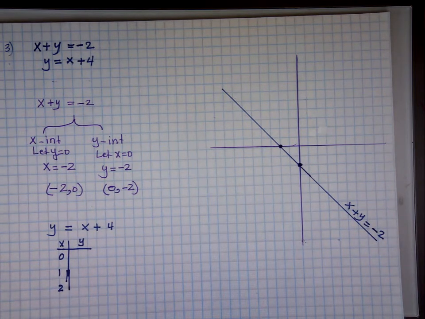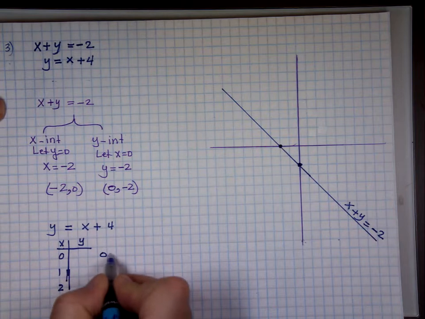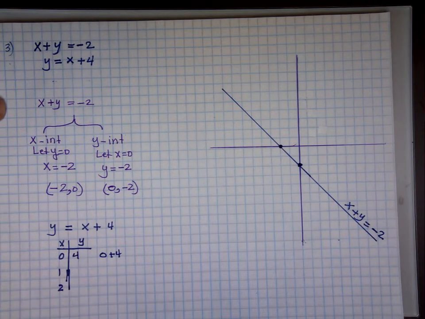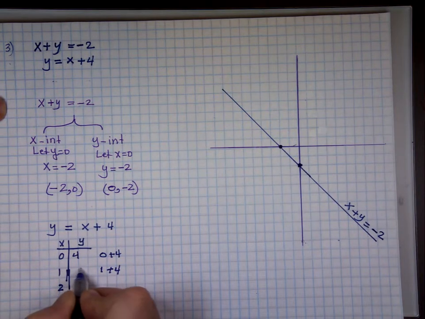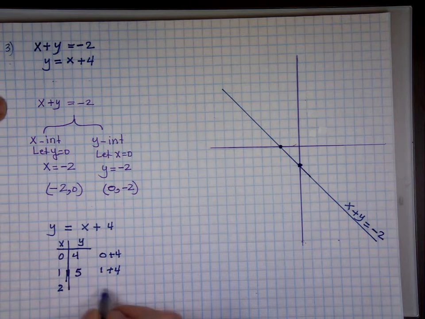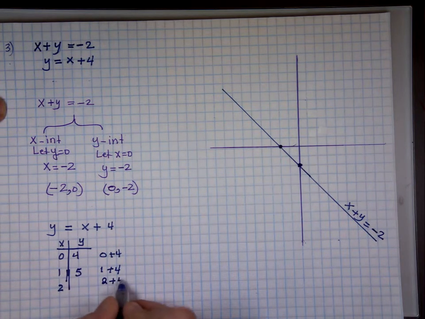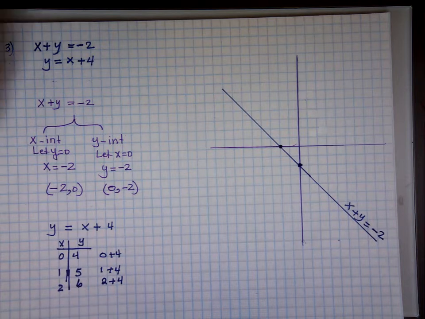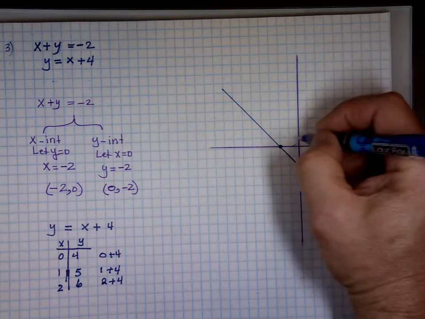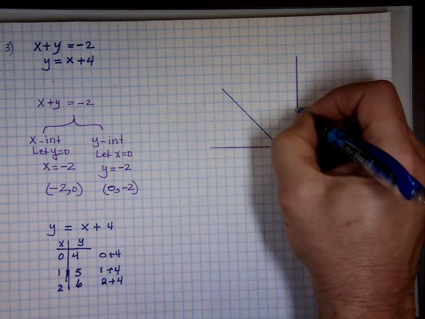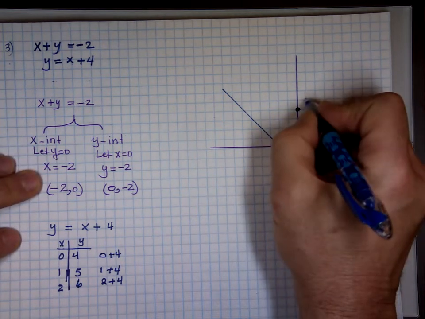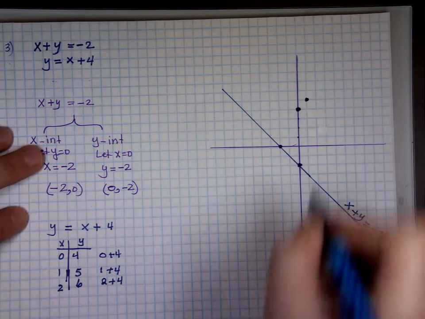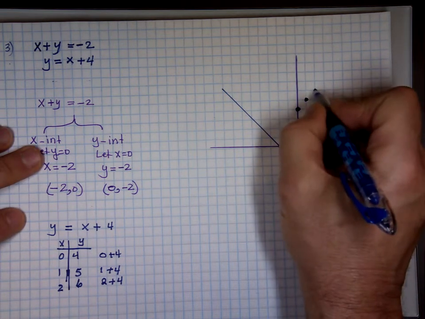When x is 0, what's the y value? 0 plus 4, which is 4, yes. When x is 1, plug it in. That's 1 plus 4, which is 5. When x is 2, that's 2 plus 4, which is 6. So 0, 4. X is 0, y is 4. That's right here. X is 1, y is 5. Right here. X is 2, y is 6, right here.